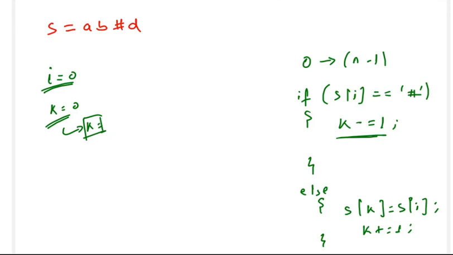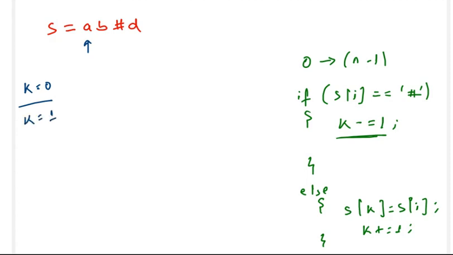Let's try and understand with an example. So here at first my k is 0. I am at a, and because a is not a hash, s of i will be assigned to s of k. Now because i and k are equal, it will have no effect and my k gets incremented to 1. The next character is b and it will have the same thing, and this time my k gets incremented to 2.